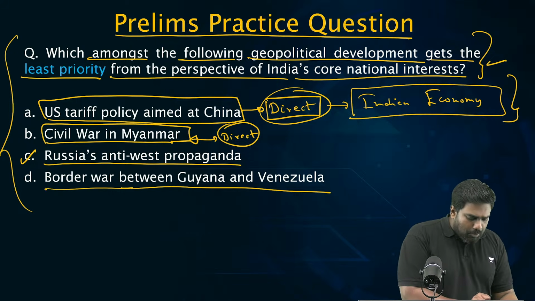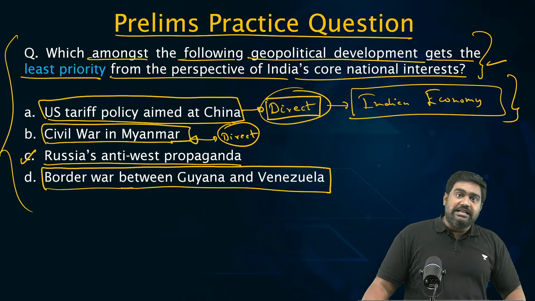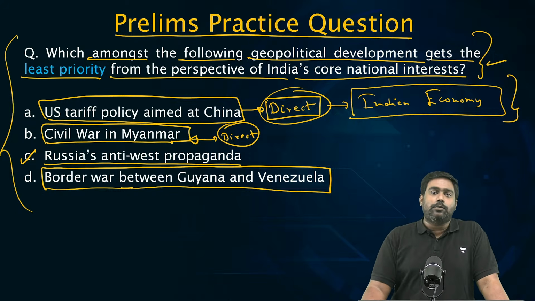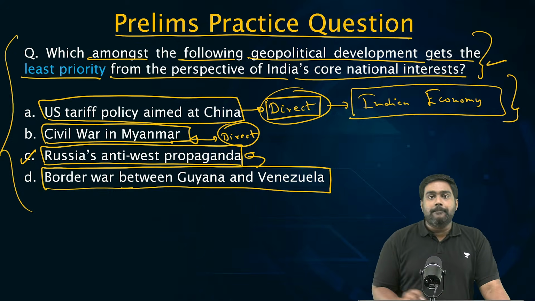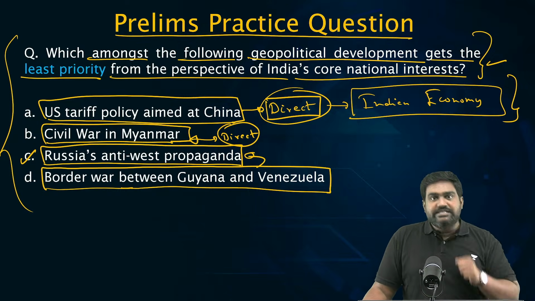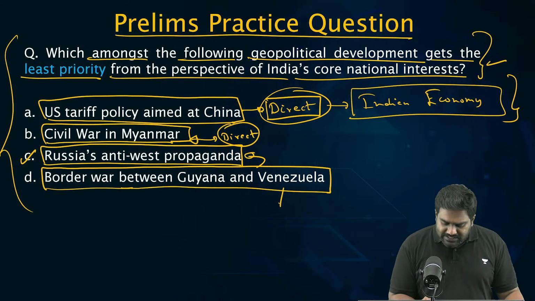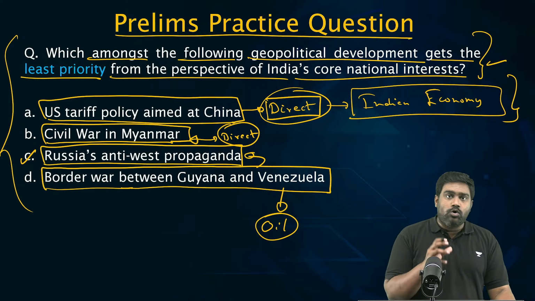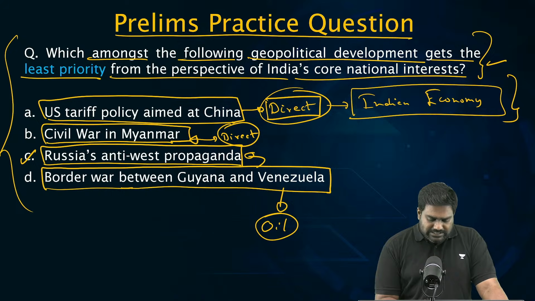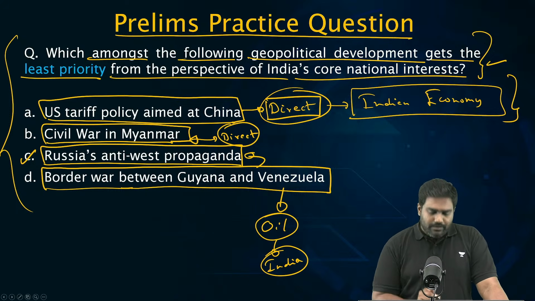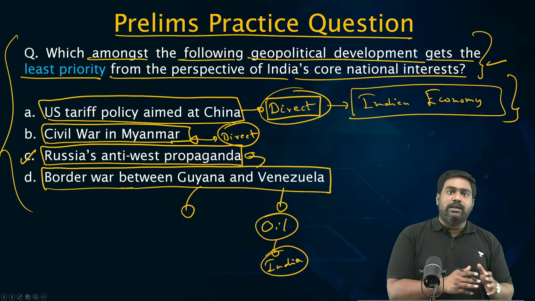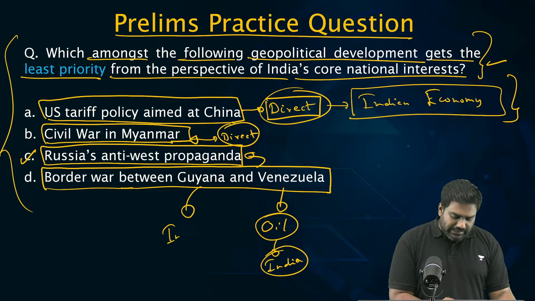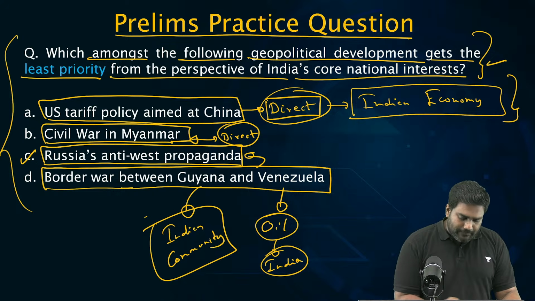Then any border war between Guyana and Venezuela should deserve more priority from India compared to Russia's anti-West propaganda. You know why? There are two reasons. One, Venezuela has the world's largest known oil reserves, and it is an oil supplier to India. And not just that, if such a border war breaks out between Venezuela and Guyana, this will have a direct impact on the large Indian community in Guyana.